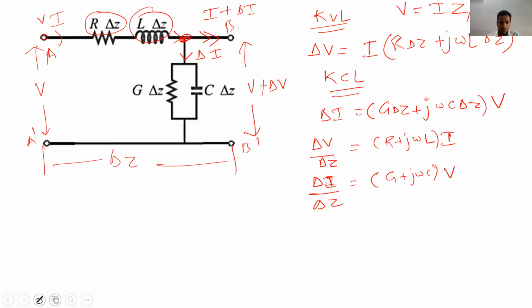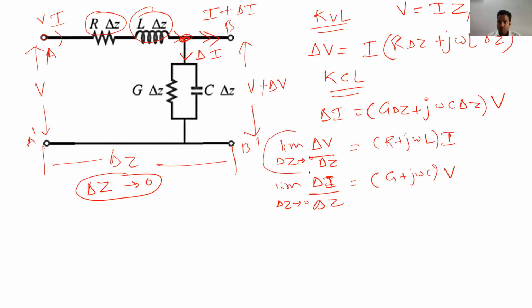Okay. Now, what was our assumption? Our assumption was that delta Z is tending to 0. Why do we assume this? Because the analysis should be valid for any arbitrary high frequency, right? So we assume this, and when I apply this limit, delta Z tending to 0, what will I get? The right hand side will be the same, but what will the left hand side become?